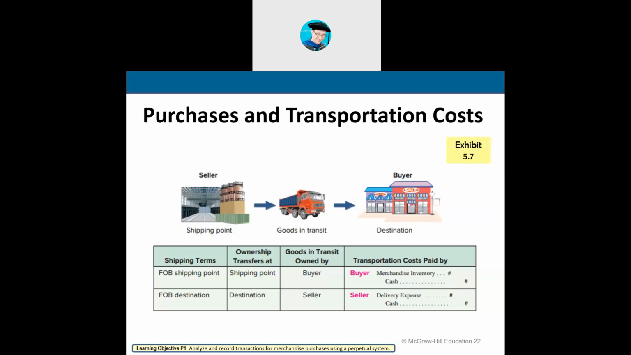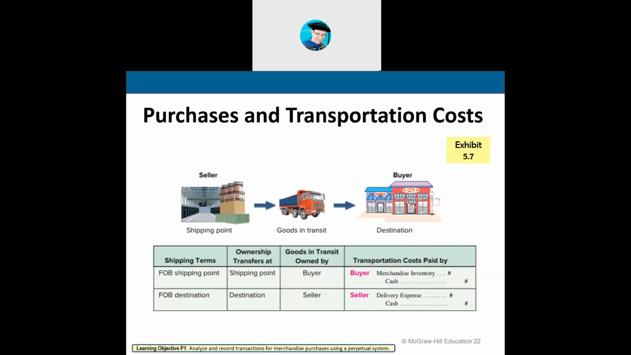As we know, when we buy something in our business, we've got to get it from somewhere, right? It comes from our seller. The seller sells it to us, the buyer. The seller's got to get that product to us somehow, right? And who pays for the shipping? Who pays for the shipping is what we call shipping terms.